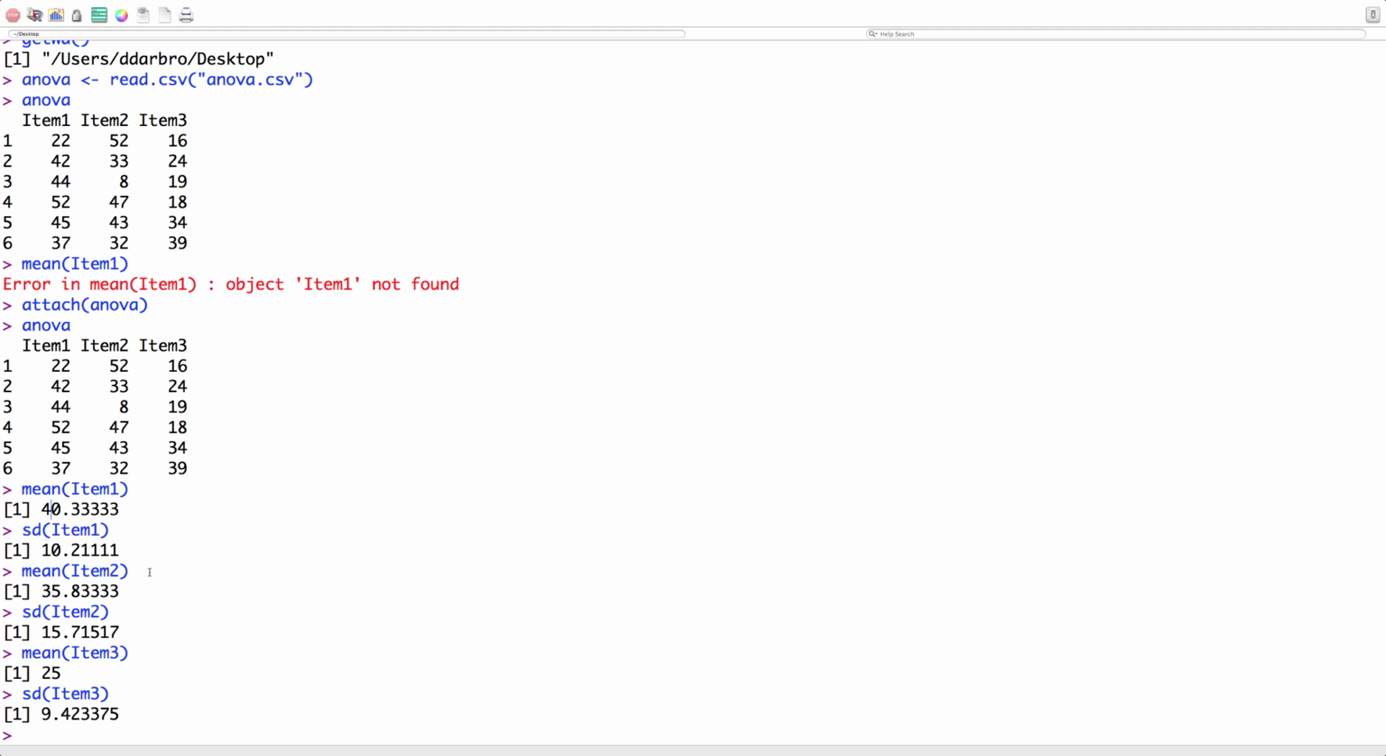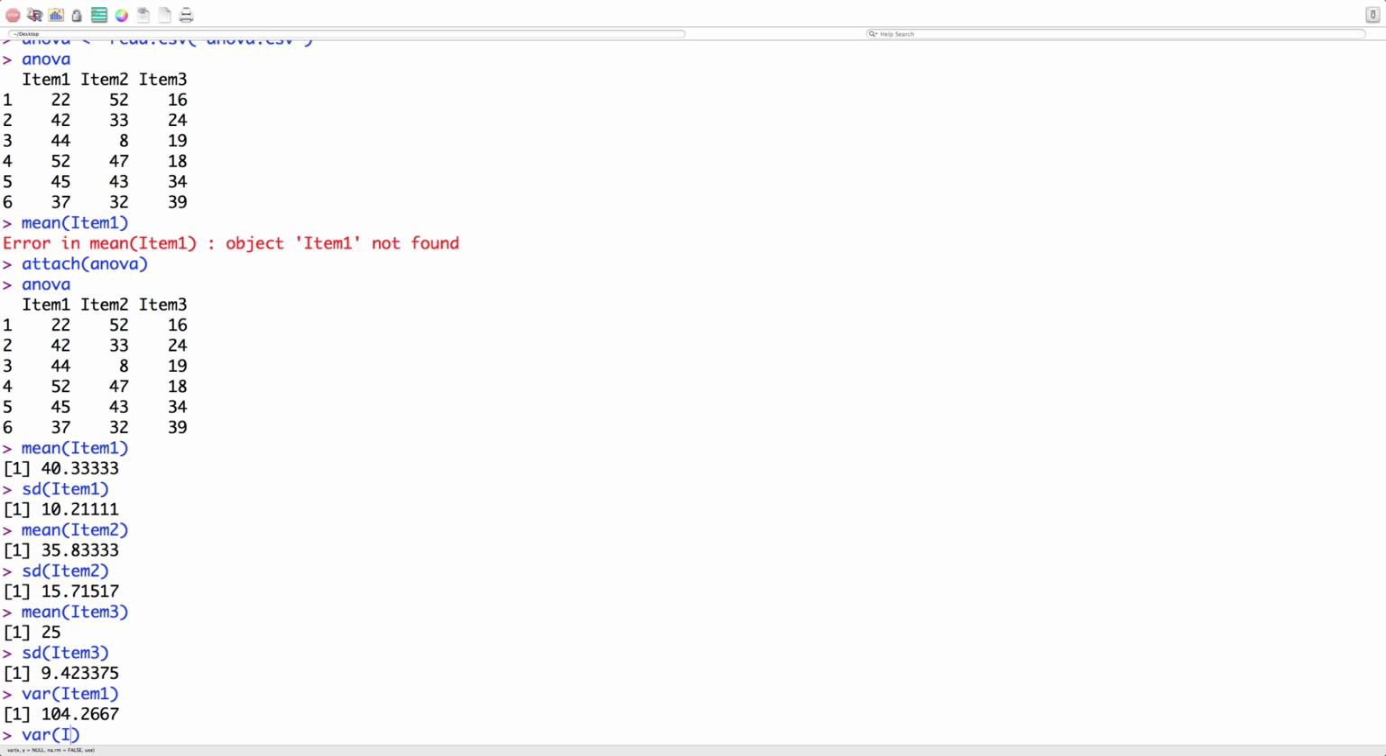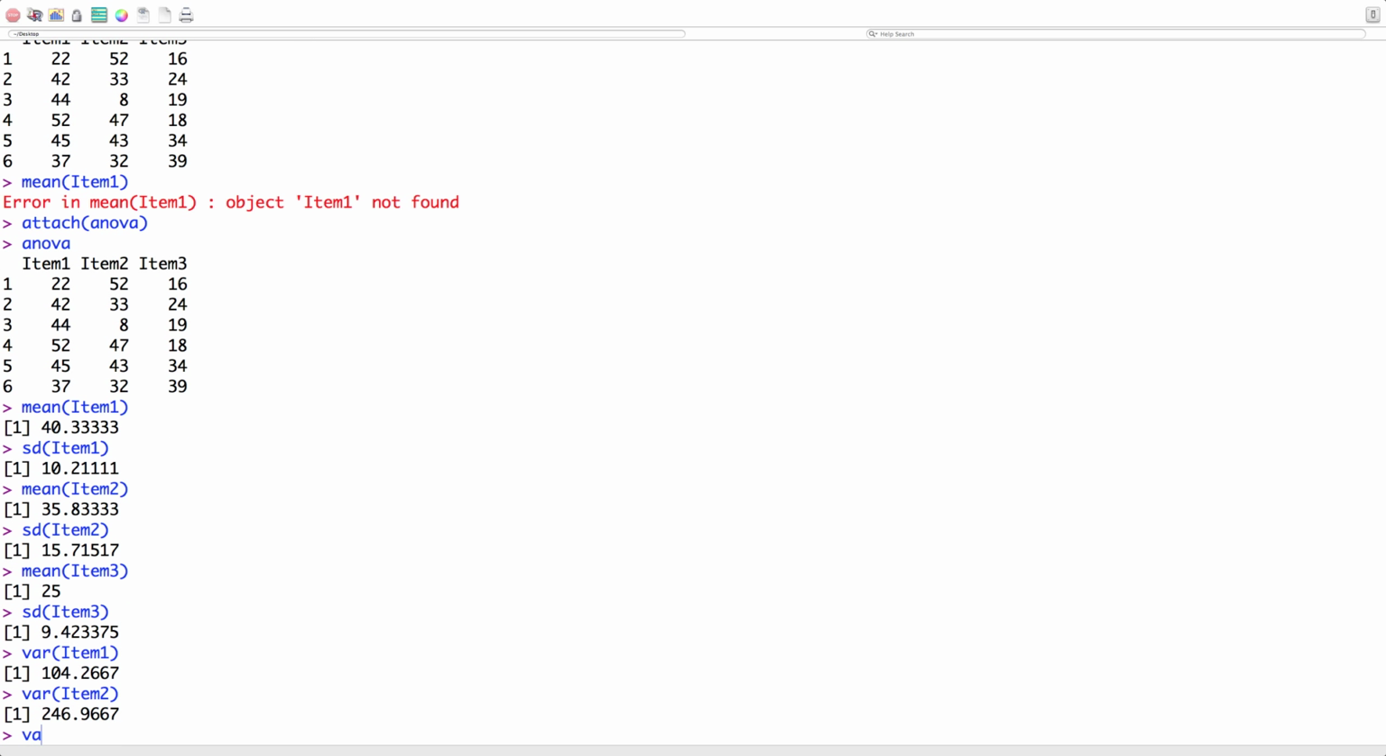I don't know. Looks like to me that this mean of 25 will probably be statistically significant with the 40, but it could possibly even be with the 35. But more importantly, at least the way I think about it, is what about our variances? So the variance of item 1, variance of item 2, variance of item 3.